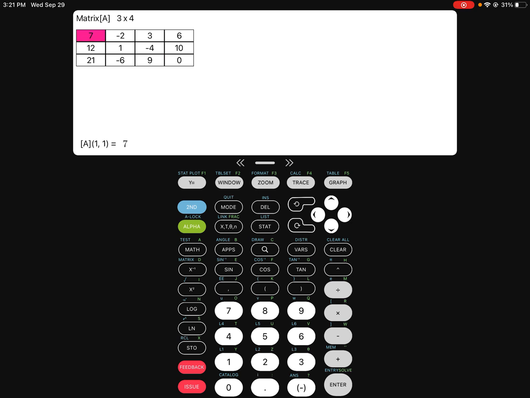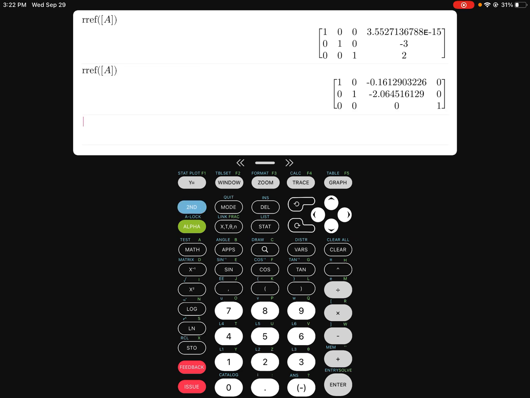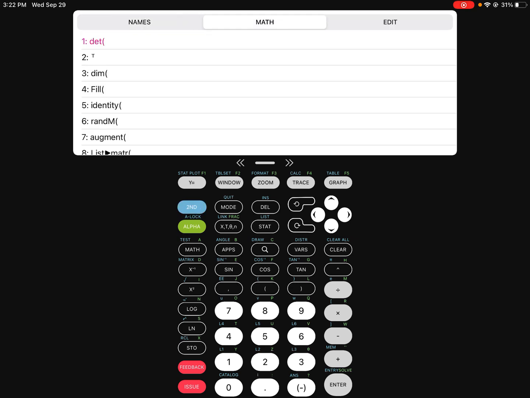So I have 1, -1, 1, 24, 1, oh, go back, 1, 1, 1, and -8, and the last one, 2, 1, 2, 0. Go back to your home screen, second quit, and then second matrix math 0, second matrix A.